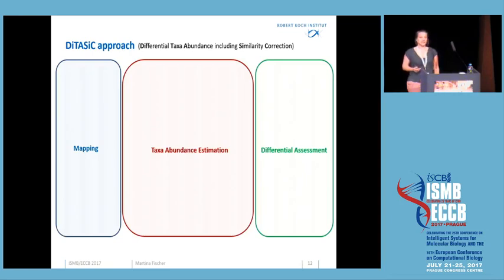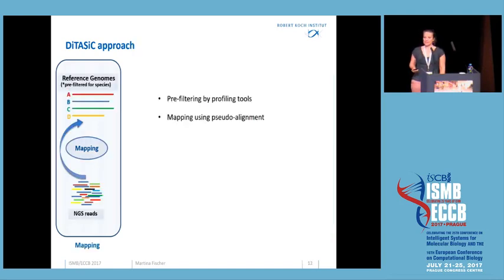So here I present our method HiTSeq, which consists of the three main parts of mapping, taxa abundance estimation, and differential assessment. And as a first step, we recommend to do a pre-filtering of the reference genome sequences by using fast external profiling tools, in order to pre-filter the data set for species expected in the data, and here to really specifically focus on strain resolution.